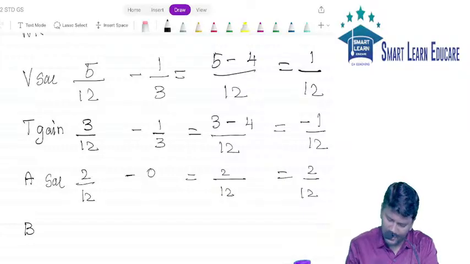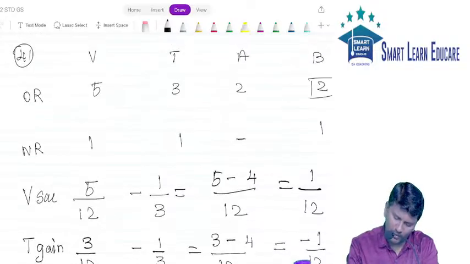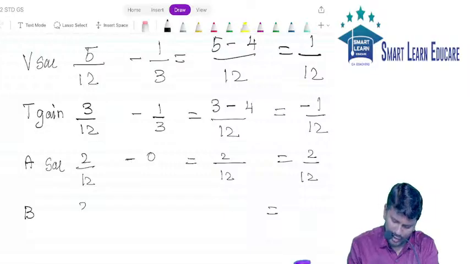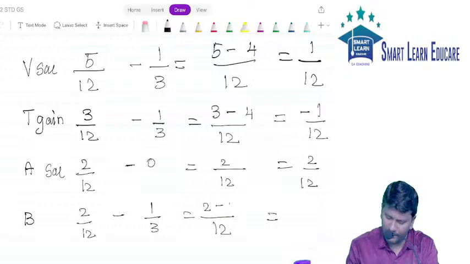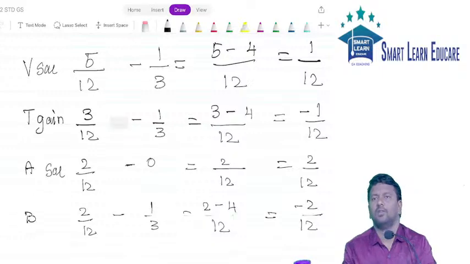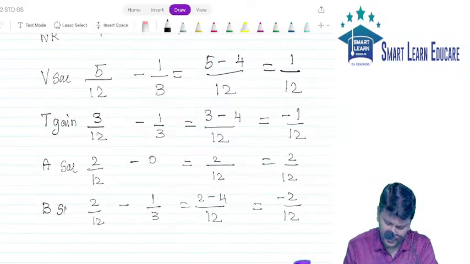Appa B will be definitely gaining. What is the old ratio? B's old ratio 2 by 12 minus new ratio 1 by 3. LCM 12. It is 2 minus 4 will give you minus 2 by 12. So B is gaining.